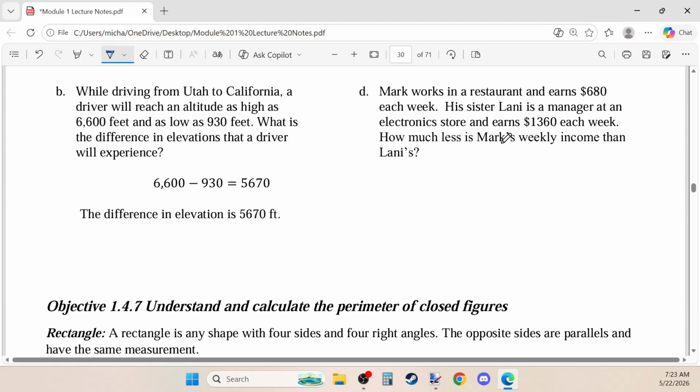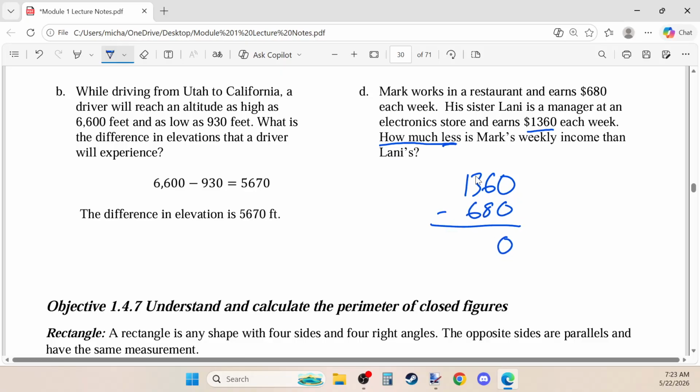Maybe it means something else too, but Mark works in a restaurant, earns $680 each week. His sister Lonnie is a manager at an electronics store and earns that much each week. How much less is Mark's weekly income than Lonnie's? How much less means to subtract. We take Lonnie's income and Mark's income and we subtract.